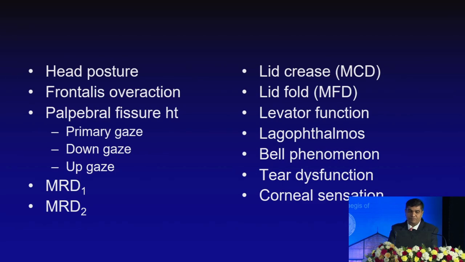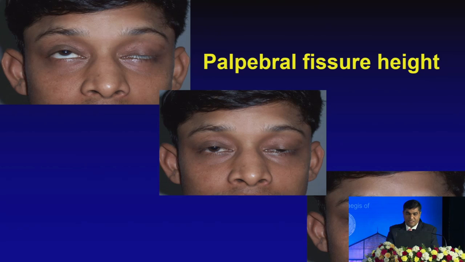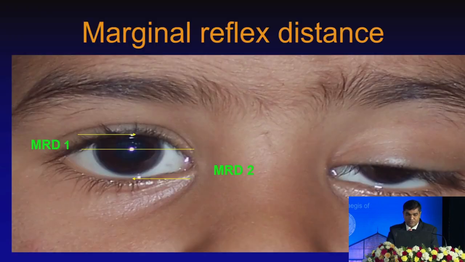Quantification of ptosis: head posture, frontalis overaction, palpebral fissure height, marginal reflex distance 1 and 2, I'll show everything. Lid crease, lid fold, levator function, very important, lagophthalmos and Bell's phenomenon. These three things decide your surgery. Tear dysfunction, corneal sensation. Head posture, frontalis overaction, one can clearly make it out. Palpebral fissure height, this gives the amount of ptosis also.